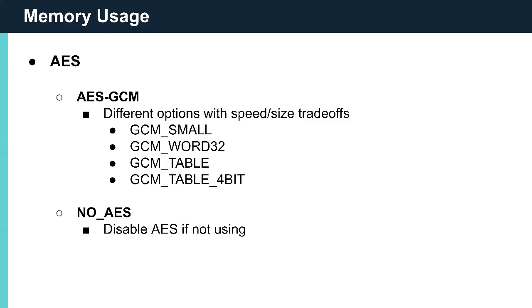So what about algorithm-specific tuning? These are all things that you methodically go through with wolfSSL and wolfCrypt as you're optimizing it down to meet your footprint, memory size, or algorithm requirements. For AES, we've got a couple of controls here. For AES-GCM, you have 4 different options: a small option, word32, a table, and a table 4-bit. They have size and speed trade-offs, which I think we have a comparison of coming up. If you just want to disable AES altogether, you could define NO_AES.